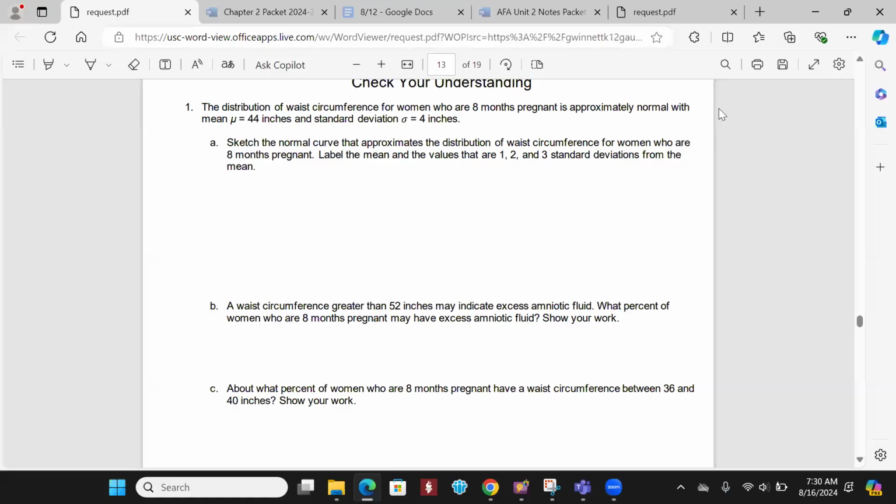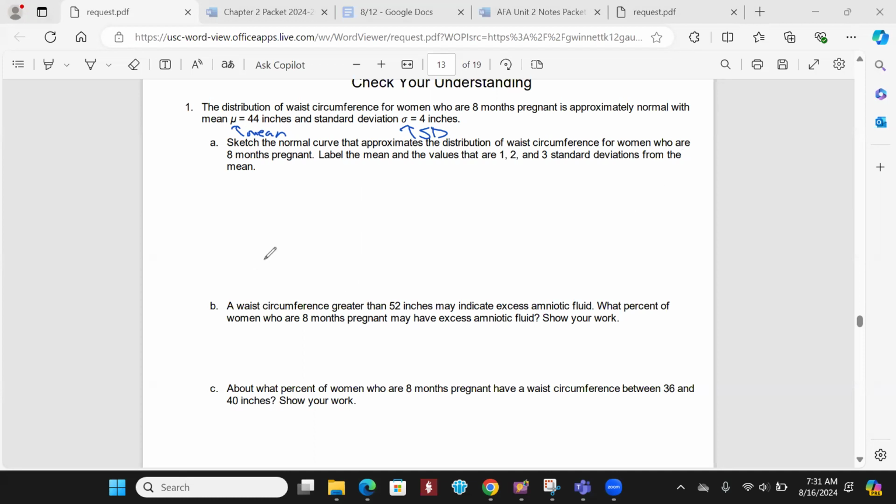Okay, can we do our check for understanding? Go to your check. Okay, so the distribution of waist circumference for women who are 8 months pregnant is approximately normal with a mean of 44 inches and a standard deviation of 4 inches. Just a reminder, if you were not here yesterday, this is a little symbol for mean. This is a little symbol for sigma, or standard deviation. Label the mean and the values that are 1, 2, 3 standard deviations from the mean.